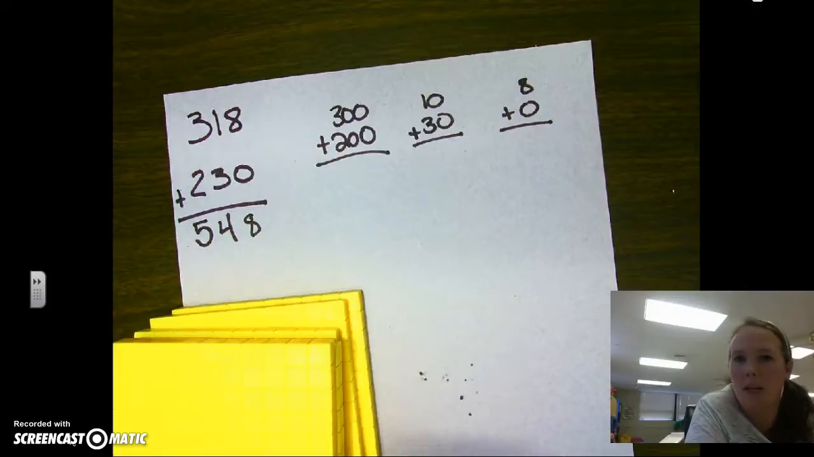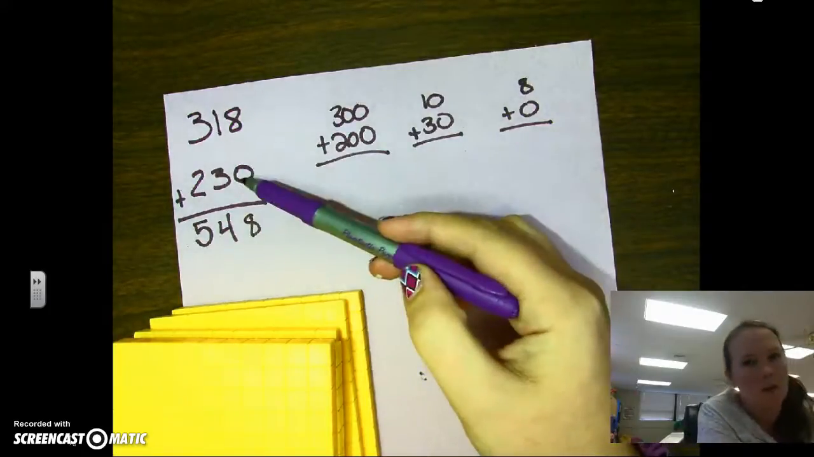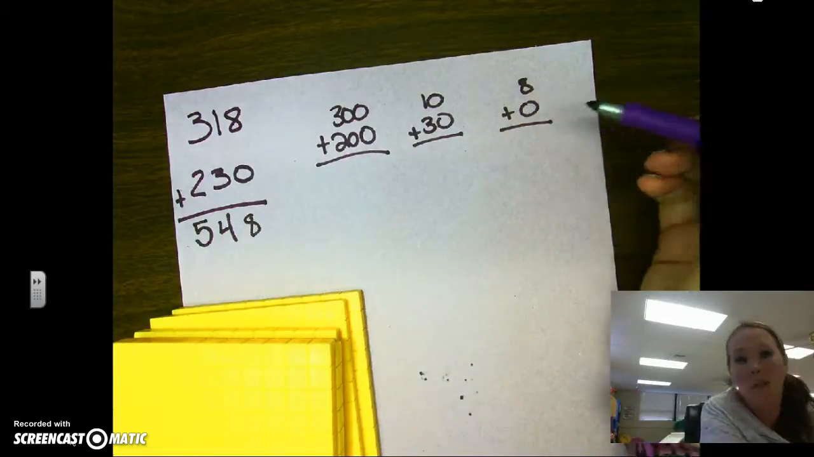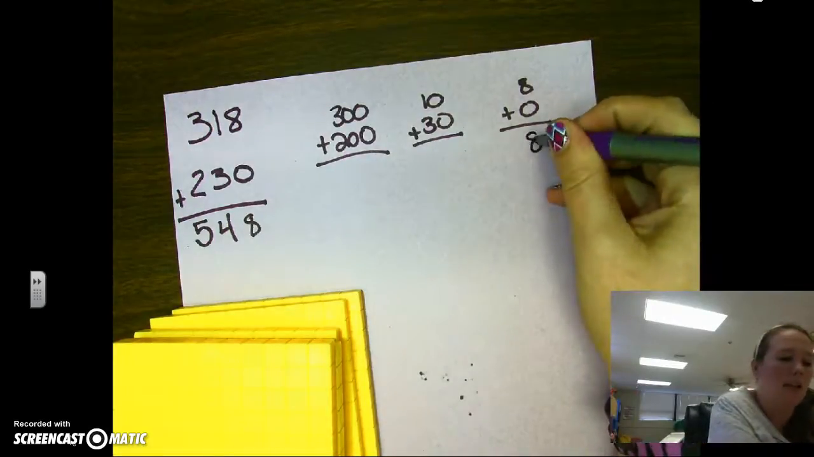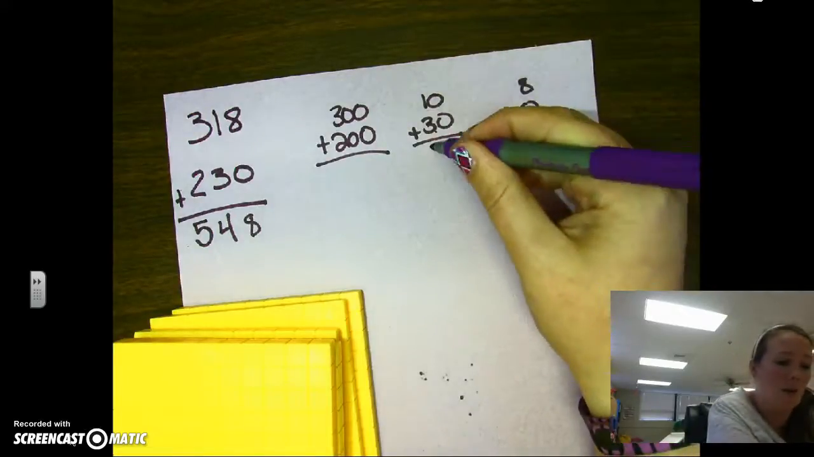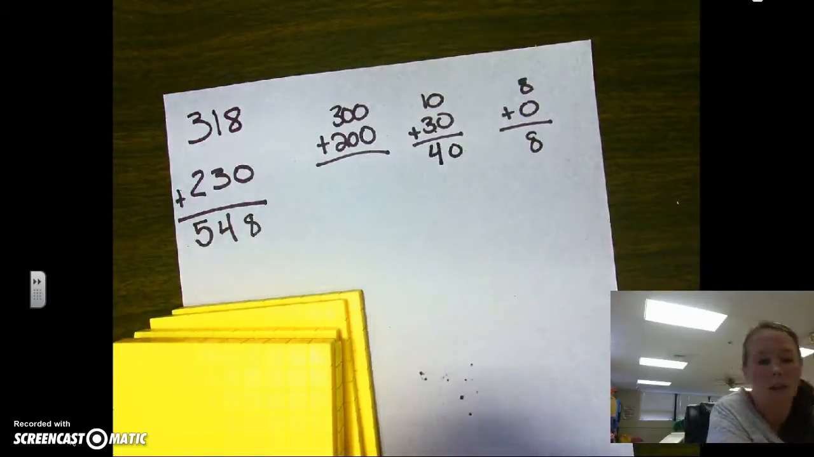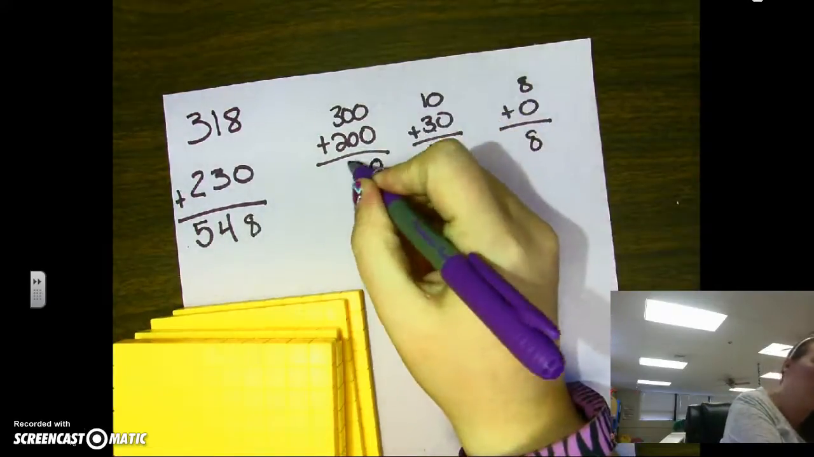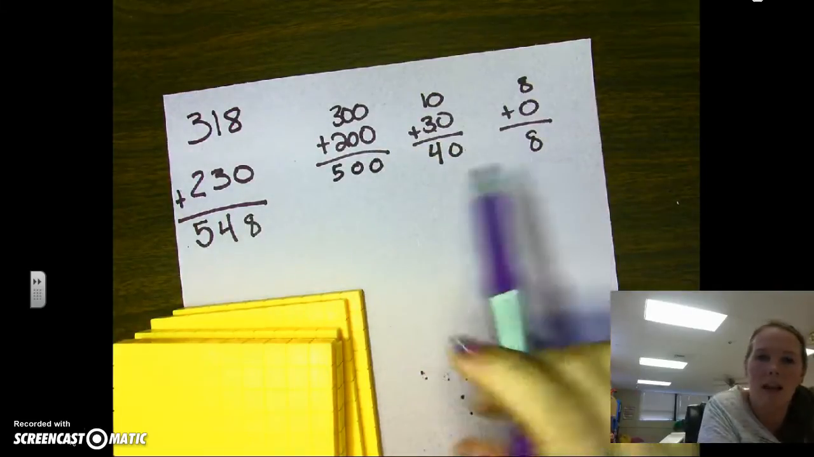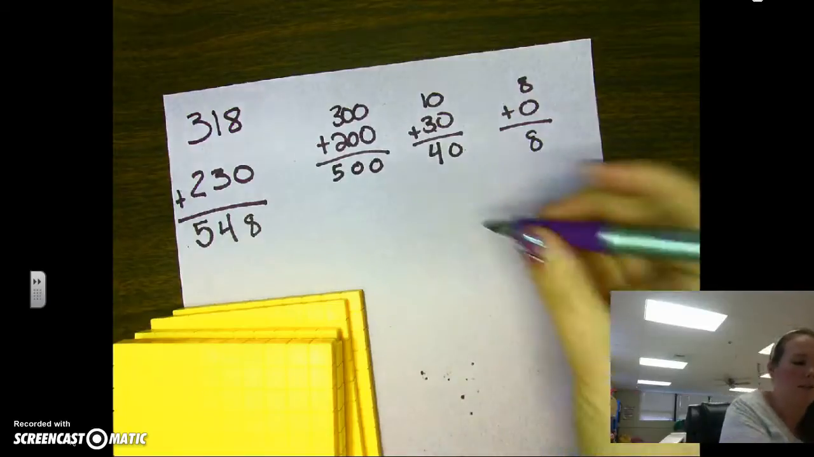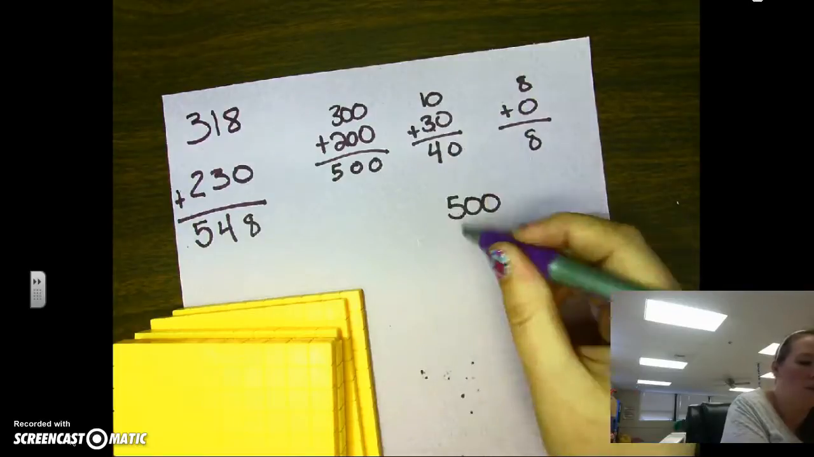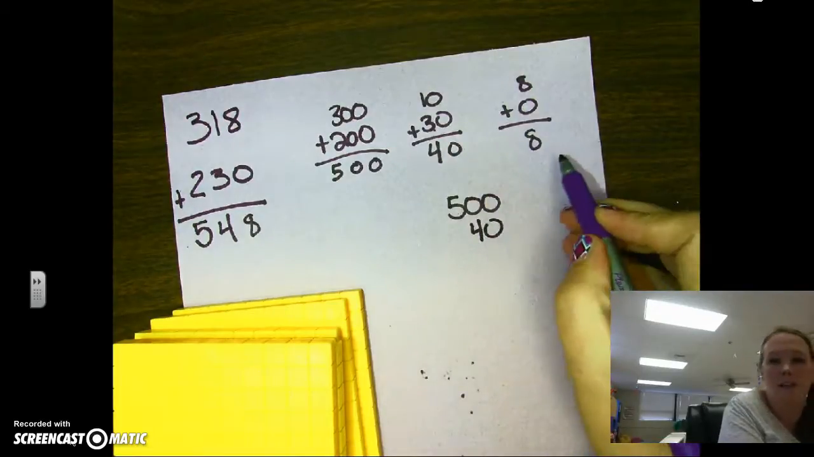This is breaking these big numbers down into easier to add smaller numbers. Like 8 plus 0 is pretty easy to add. That's 8. 10 plus 30 is pretty easy to add. That's 40. 300 plus 200 is pretty easy to add. It's 500. And then we can take these numbers that we got and add all of those together to get the same answer. So I have my 500 plus 40 plus 8.